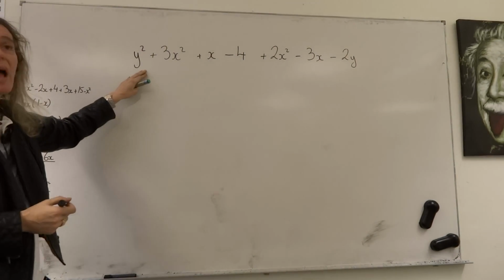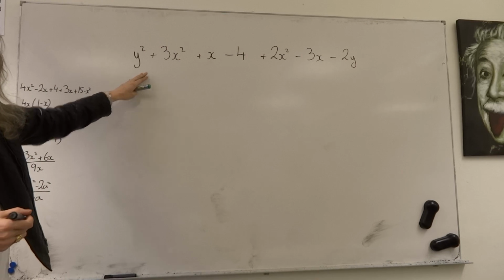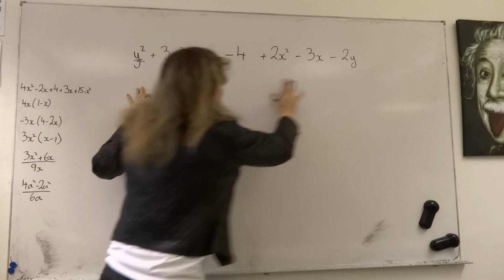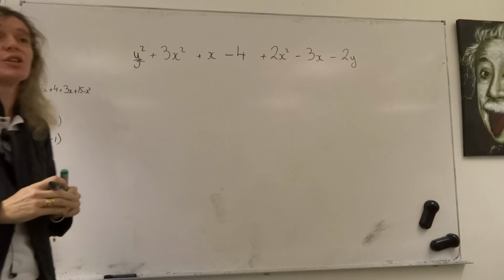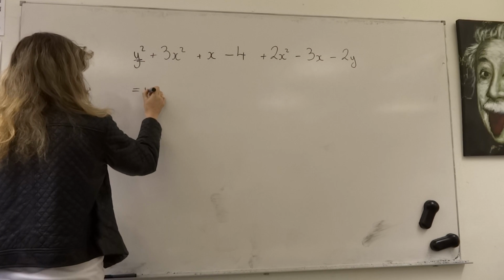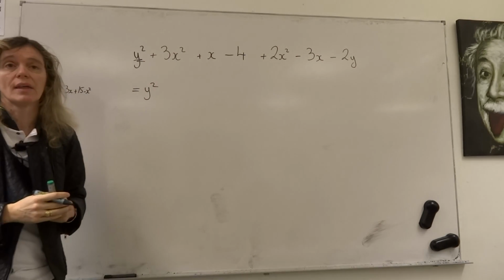Here we look for any terms with y squared. We start with that. There's only one. So if we're going to simplify this expression, we're looking for terms that are like. Y squared is the only y squared term, so we leave it like that.